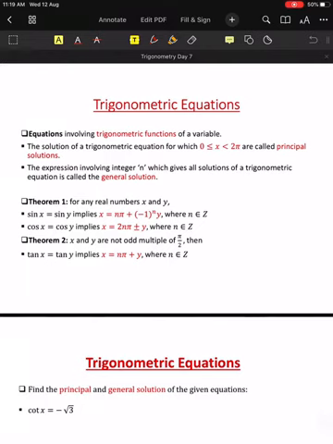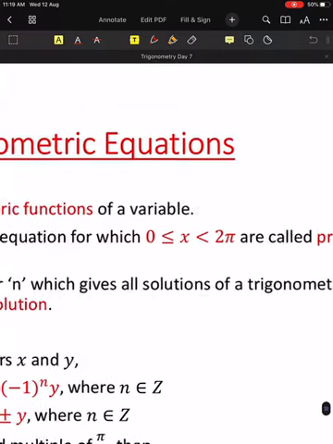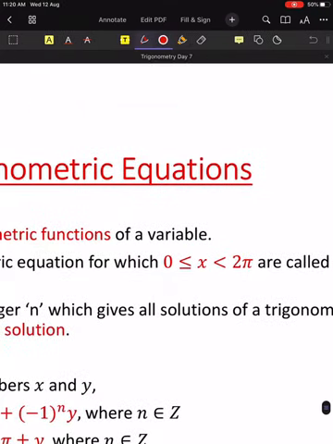So today we're going to start the discussion of trigonometric equations. Trigonometric equations are equations involving trigonometric functions of a variable. Now, suppose we have an equation in a variable like x square plus 2x plus 9 equal to 0. This is a quadratic equation.